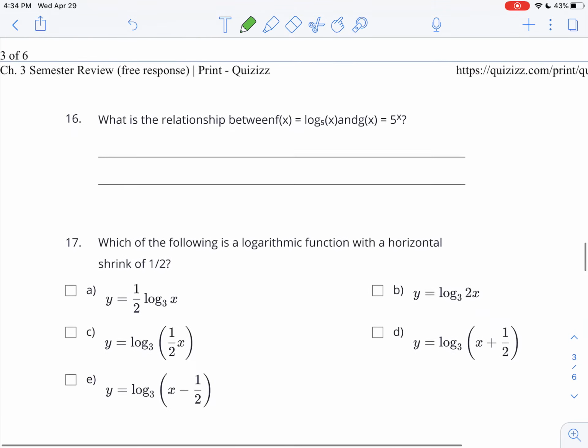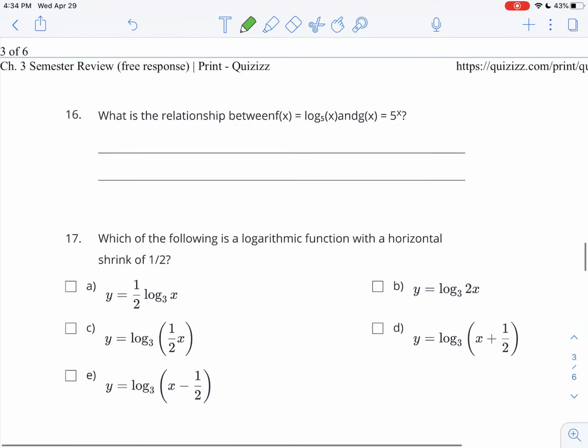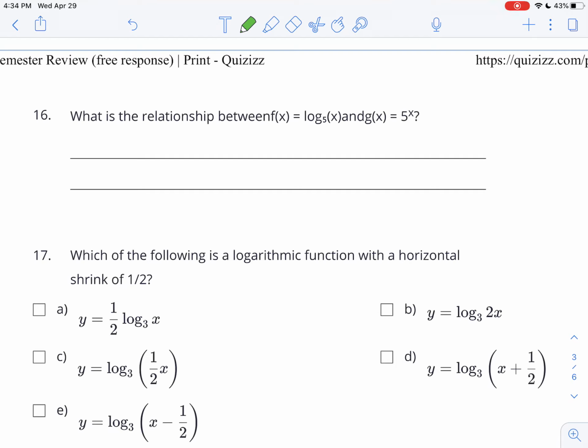This next one came up already in some of the problems that we did. So what is the relationship between a log function and an exponential function? So they are inverses.